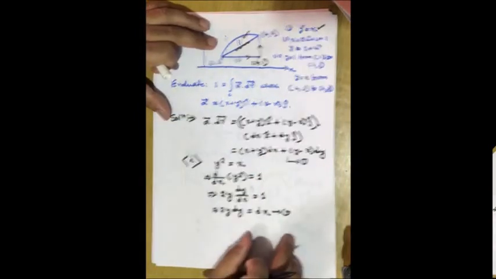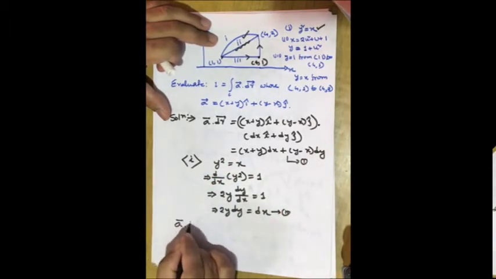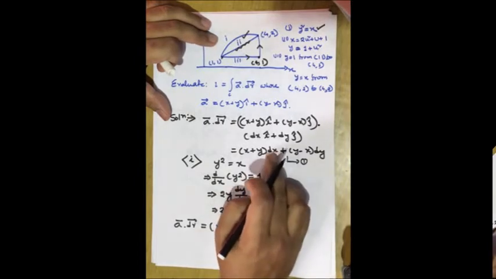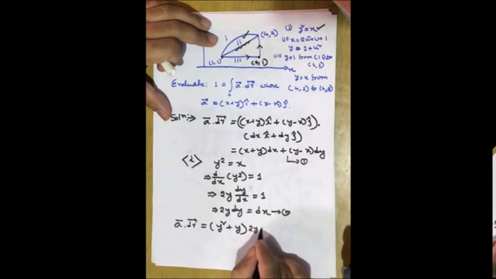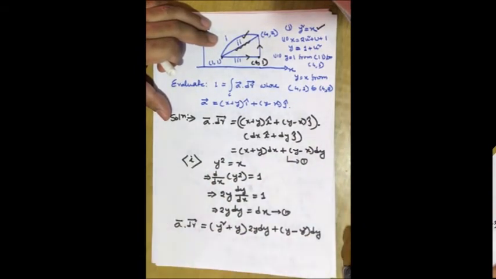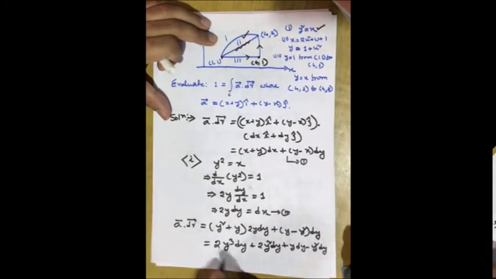So what we will find then: A dot dr is equal to (x + y) dx + (y − x) dy. x is nothing but y², therefore (y² + y). In the place of dx, we write 2y dy, plus (y − y²) dy. So we have found 2y³ dy + 2y² dy + y dy − y² dy. Finally, the expression comes as y² dy + y dy. So A dot dr we have expressed with respect to y only.